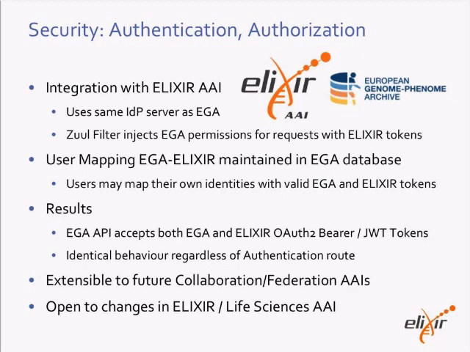And the solution is to allow users, essentially, when they have an EGA user account, to map that to an ELIXIR user account. So this is a call that a user can do. And once that mapping has happened, that user can log into ELIXIR and access EGA in the same way as they can log into EGA and access EGA. It works identically. And the demonstration later on will show you that there's absolutely no difference.